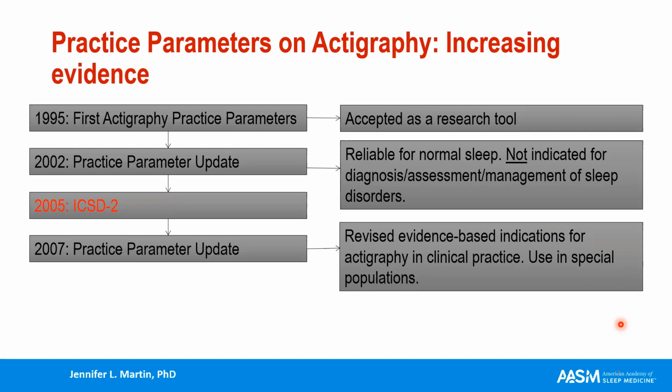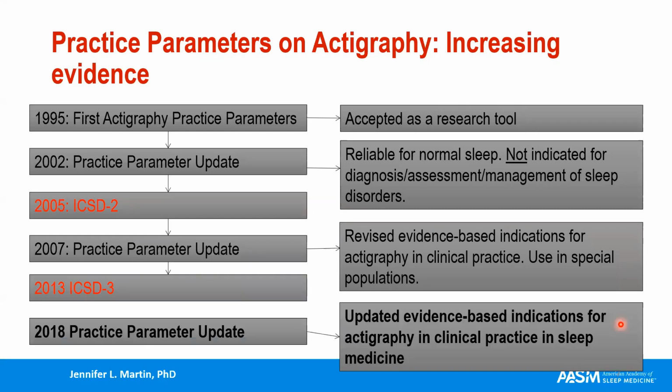And this practice parameter update includes some specific statements about special populations where actigraphy can be useful. For example, in patients who have cognitive impairment, who are not able to reliably report their sleep, or in whom polysomnography is not likely to capture the daily variation in sleep-wake behaviors. So this was a shift in thinking based on emerging evidence. And when I think about this, I think about from 1995 to around 2005, over that 10-year period, there actually was tremendous growth in research on use of actigraphy in clinical patient populations.